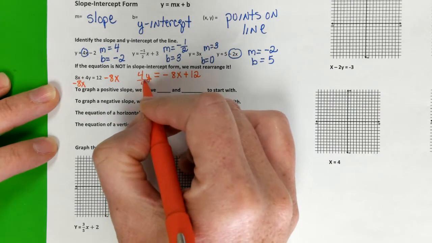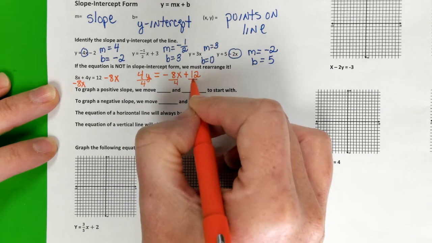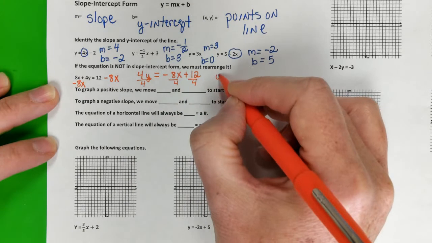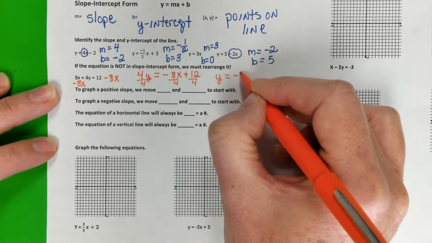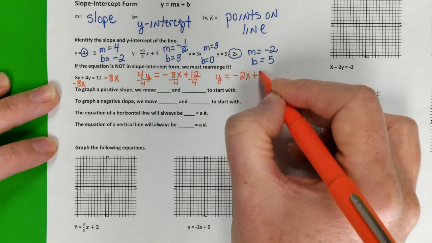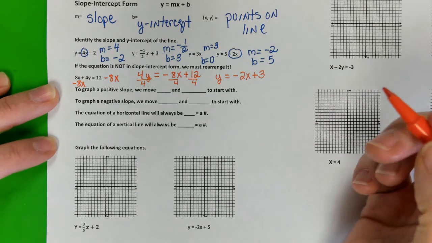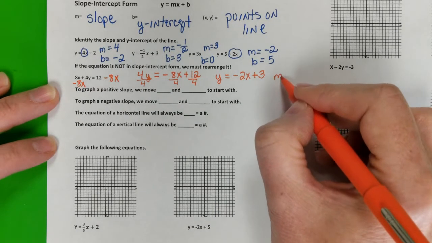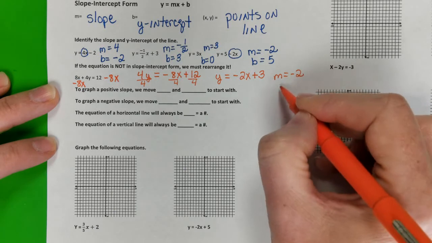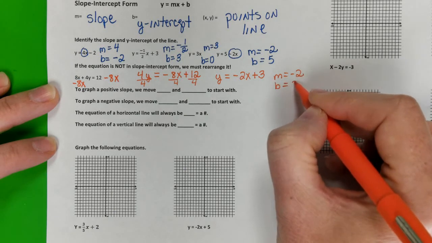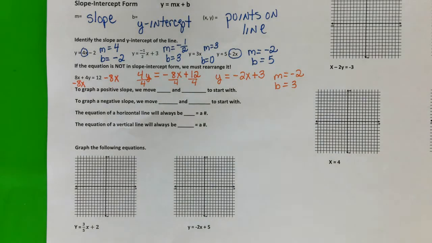And then we have to divide everything by 4. So this would be y equals -2x plus 3. Now it's in slope-intercept form. Now we can say that the slope is -2 and the y-intercept is 3. You cannot identify the slope and the y-intercept just by looking at it if it is not in slope-intercept form. Okay, so that's really important.